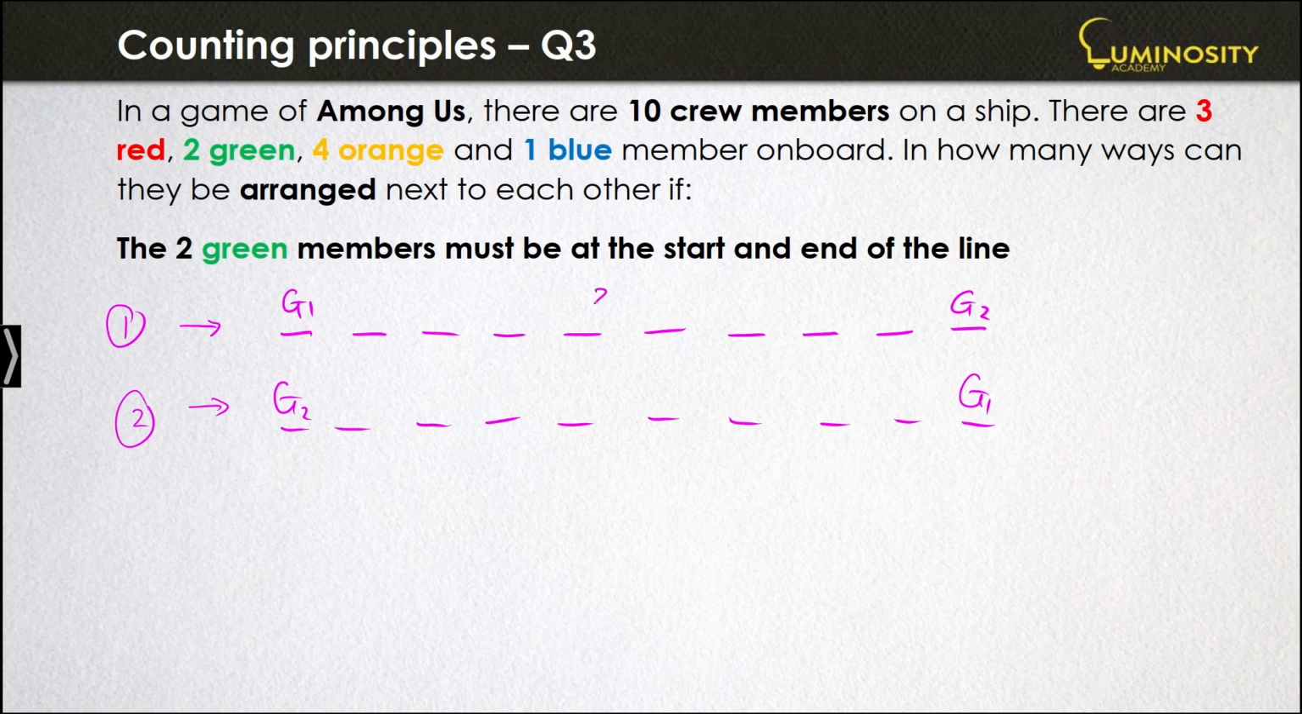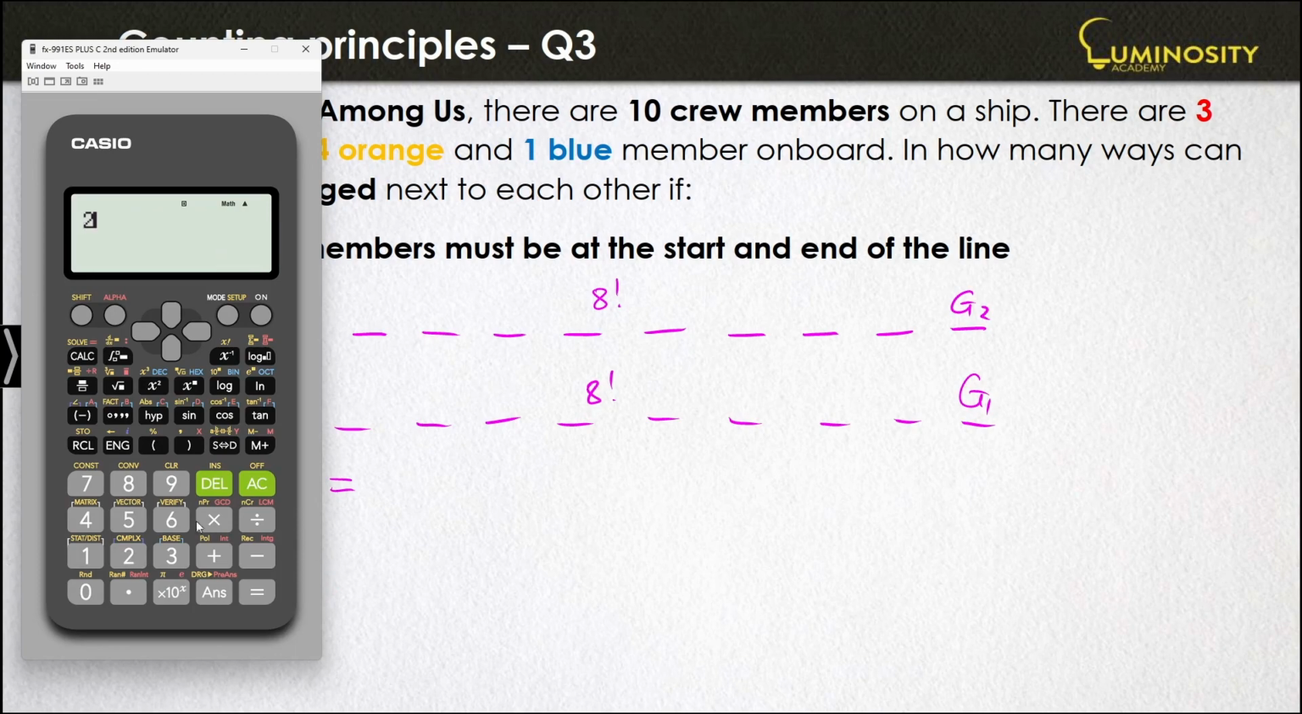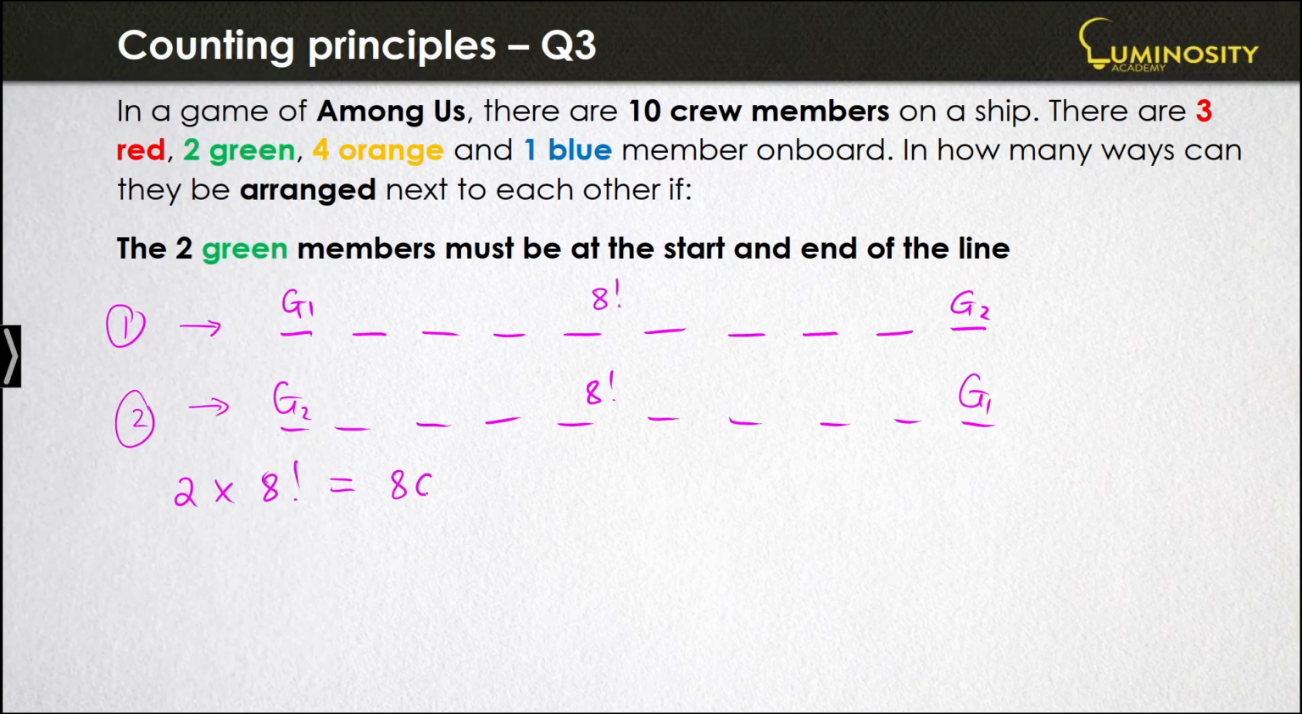Now, there are 8 objects in this case, the 8 crew members of the other colors, the 3 red, the 4 orange, and the 1 blue. Because they don't have to stand in any specific order, there are 8 factorial ways of arranging those 8 objects. So there are 2 possibilities times the 8 factorial ways. Okay, and that is equal to what? Let's check on our calculator. That is 2 times 8 factorial, which is 80,640 ways. So that's much bigger than the first answer.